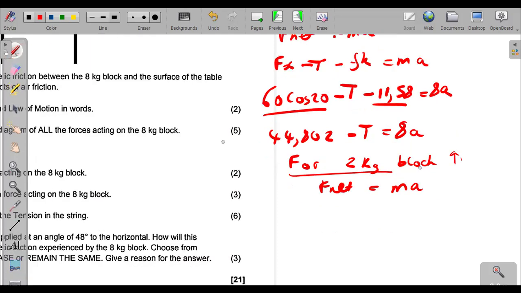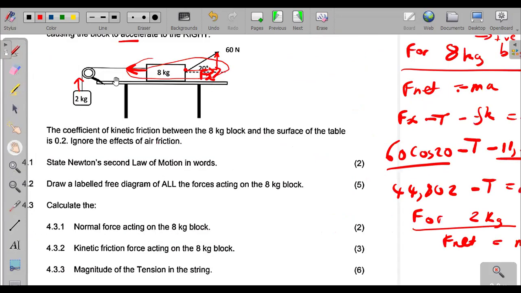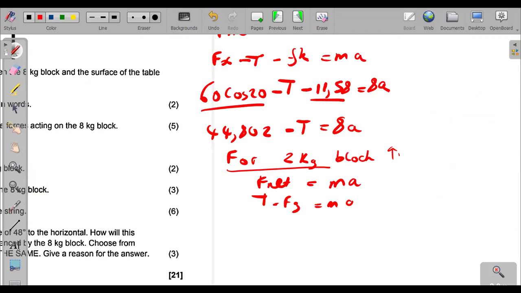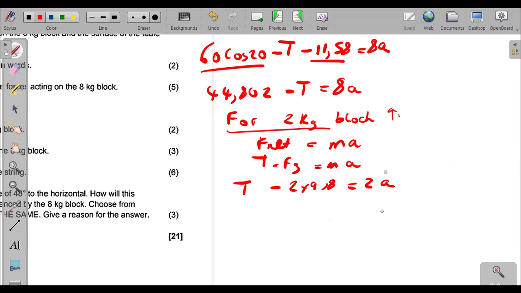So which forces are acting on the 2 kg block? Apparently, there is tension acting upwards on the 2 kg block. There is tension, it's acting upwards, and that's T there for us. And then there is a gravitational force for the 2 kg block. It's acting downwards. So we can say T minus 2 times 9.8, we are talking of the 2 kg block, is equal to 2 times A, which is 2A. Simplifying that, we have T minus 19.6 is equal to 2A.